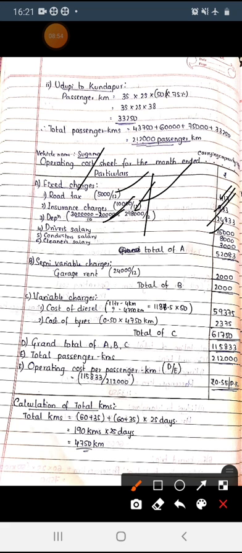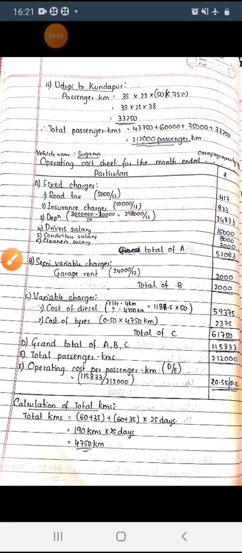Conductor's salary per month 8,000. Then cleaner's salary per month 3,000. Okay, then grand total of A is how much? Total of A is how much? You just add all these things, 52,083.